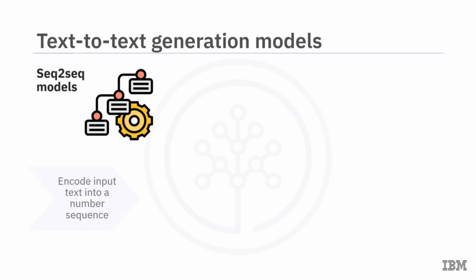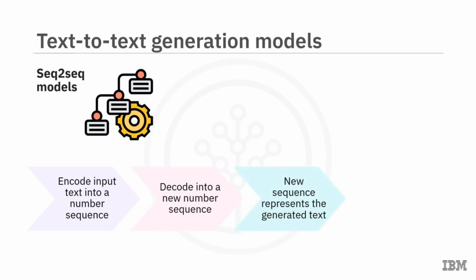Sequence-to-sequence models first encode the input text into a sequence of numbers, then decode this sequence into a new one, representing the generated text. Some examples of these tasks are summarization, speech recognition, and machine translation.